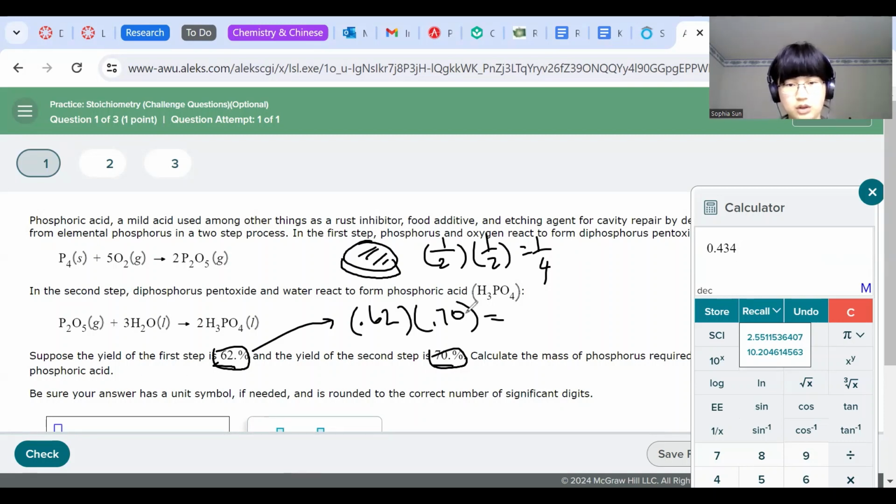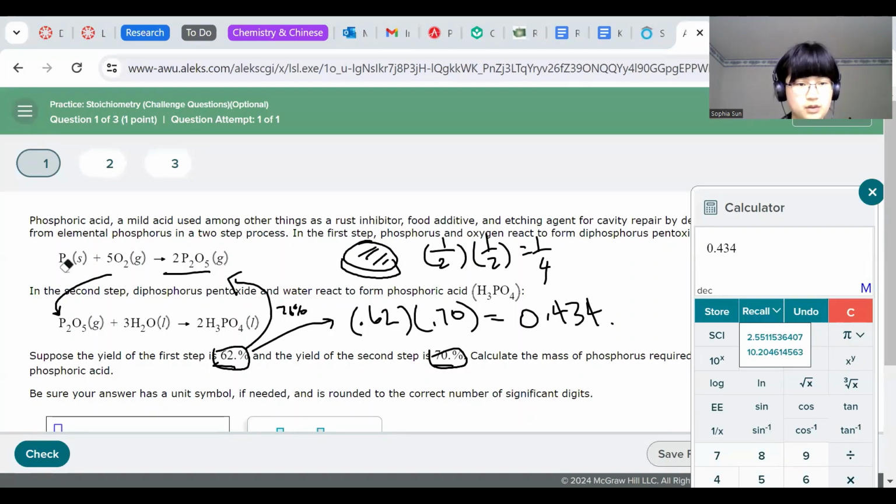Or in total, this is your percent yield, which is really bad, as I might preface. But yes, because you have to take into account that this 62% is for this first reaction. And that means that you're only getting 62% of the total phosphorus. And then this compounds when you have this second yield of 70%. And so now you must multiply them together to account for both.